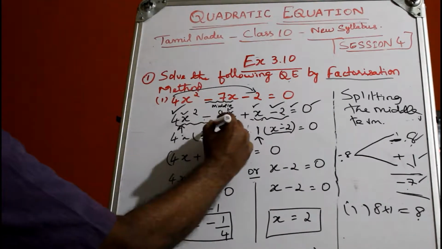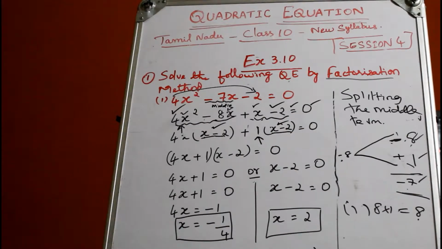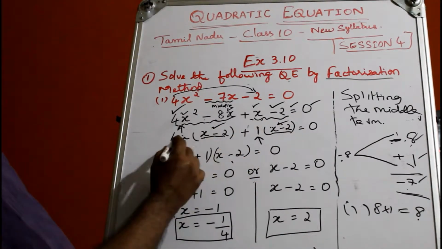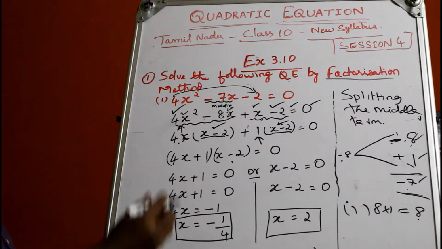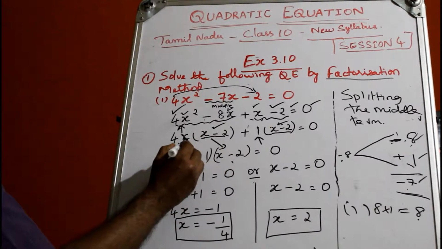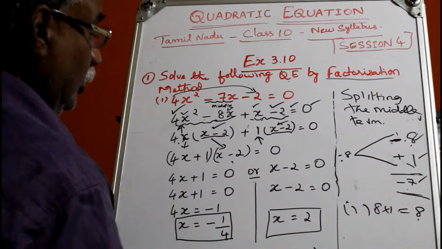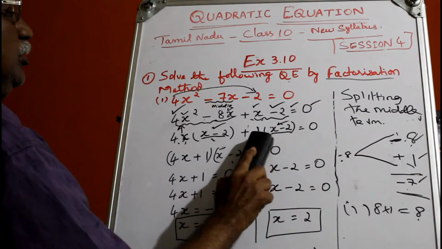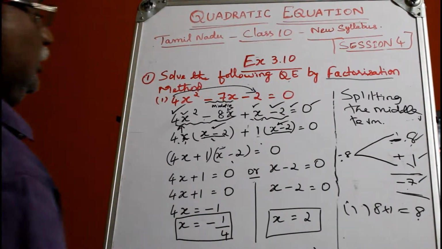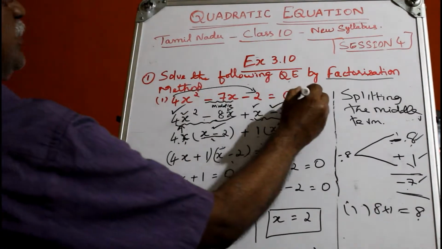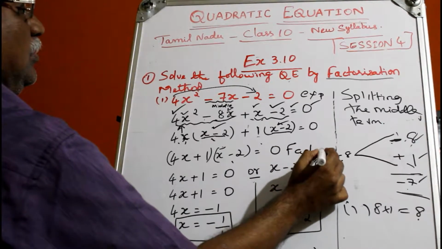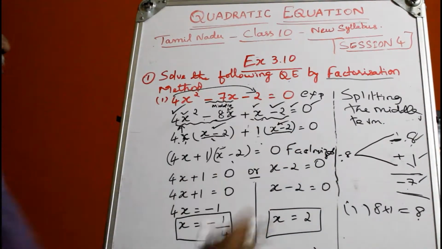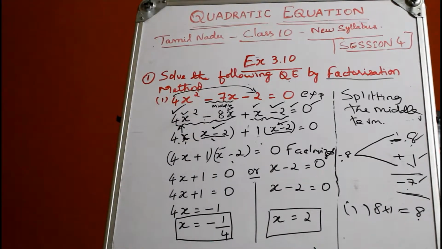Now again, x minus 2 is common in both. So what you do is, you can take this x minus 2, and the remaining terms 4x plus 1 will come here. See, x minus 2 is here, so the 4x has come here and plus 1 has come here. So (4x plus 1) into (x minus 2) equal to 0. This is actually called factorized form. This is called an expression. This is called factorized form. Actually both are same. If you multiply, you get this answer. But the expression you're converting into factorized form.